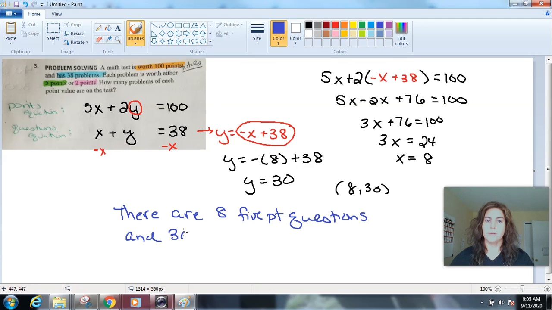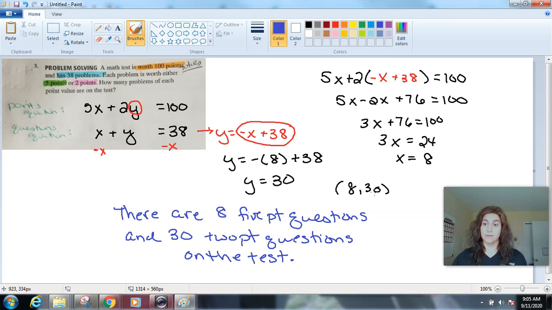And then 30, that was attached to the 2y. So there are 30 2-point questions on the test. I want to stress word problems need word answers. So do not leave them as an ordered pair. Word problems, make sure I have answers with words in it. Okay. All right. So that's an example of your substitution.